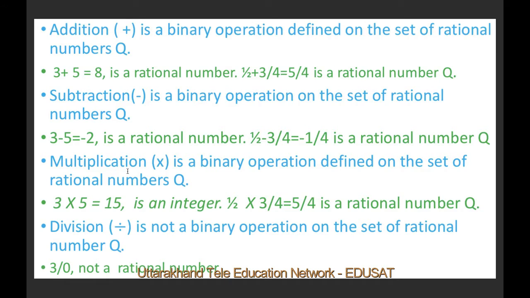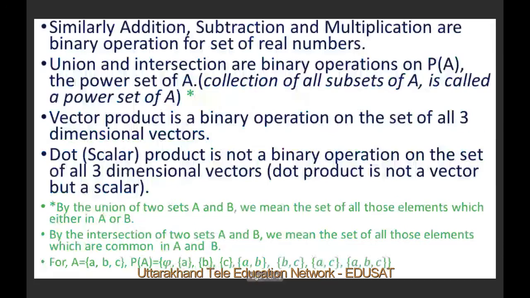But division is not a binary operation on the set of rational numbers, because if we divide any rational number by 0, the resulting number is not a rational number. Similarly, addition, subtraction, multiplication are all binary operations for the set of real numbers. Now we come to different types of binary operations. Like union and intersection are binary operations on the power set of A. Power set of A is nothing but the collection of all subsets of A.